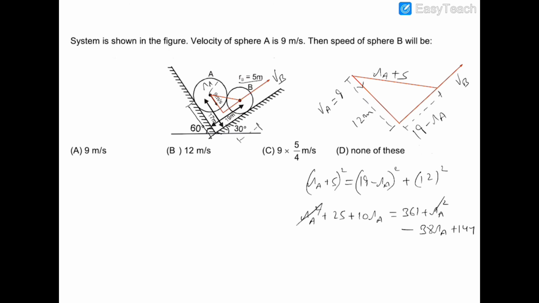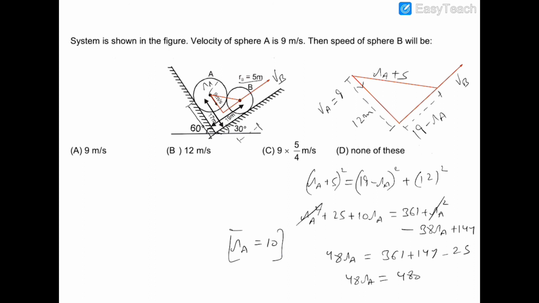Cancelling out RA square, 48 RA is equal to 361 plus 144 minus 25. So 48 RA is equal to 480 and RA is equal to 10. So this is the required radius of ball A.